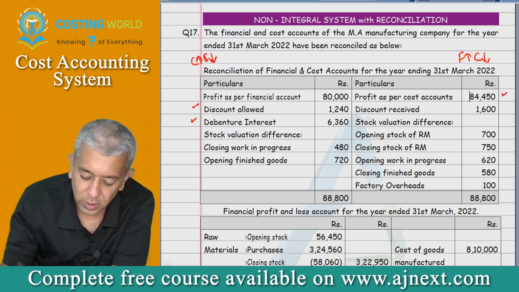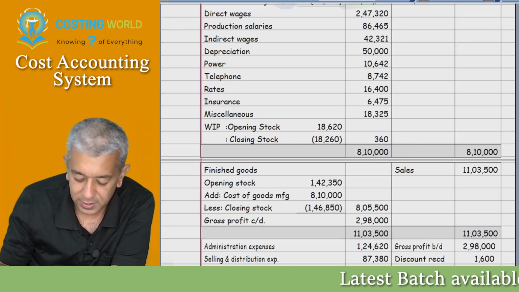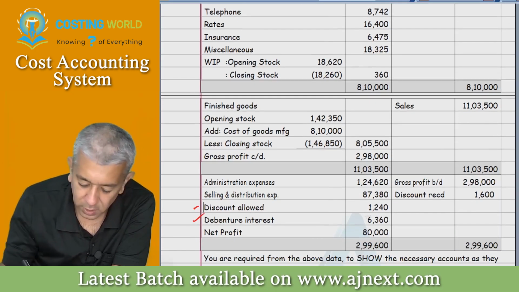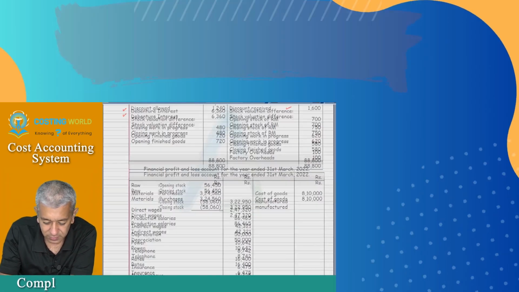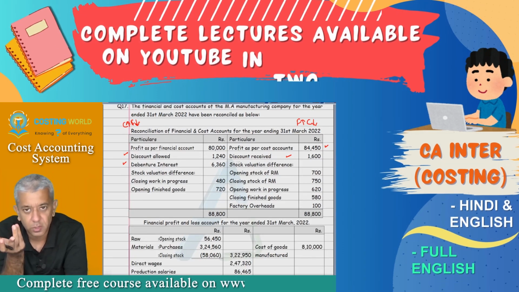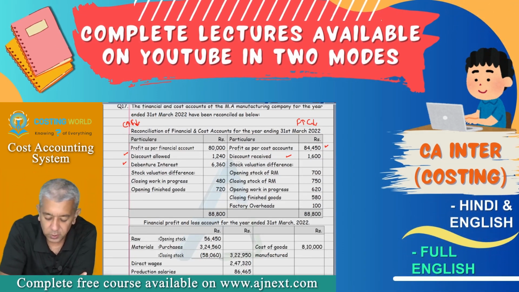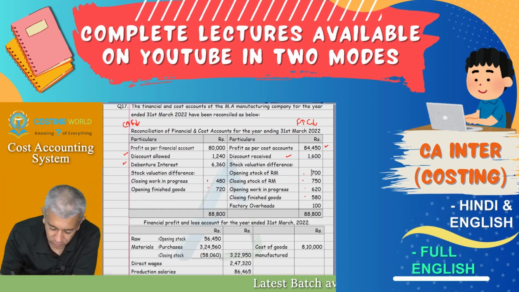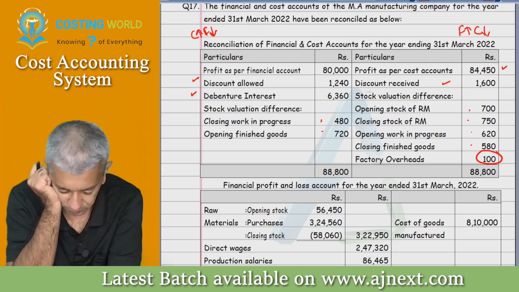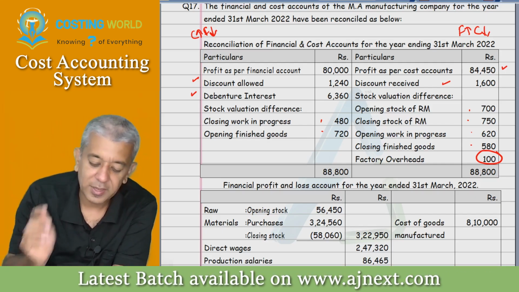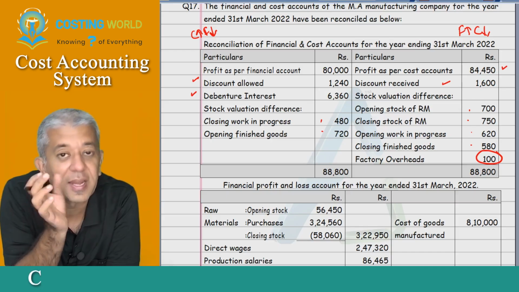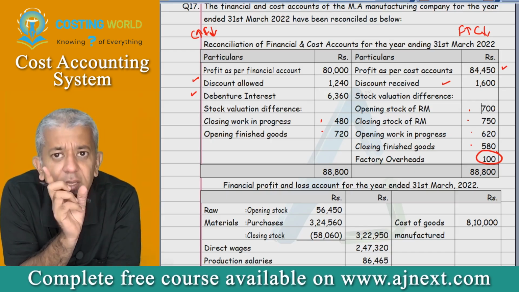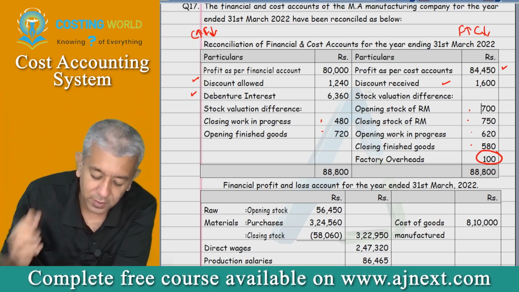Discount allowed, debenture interest, discount received. These three items you will also see in your P&L account. So whenever we are trying to prepare costing books, they are of no use. Further, stock valuation differences. There are 6 stock figures that are given to you. There is one overhead difference that is given to you. In your reconciliation, there is only a factory overheads difference. There is no difference of admin. There is no difference of S&D. Keep in mind whatever I said right now.